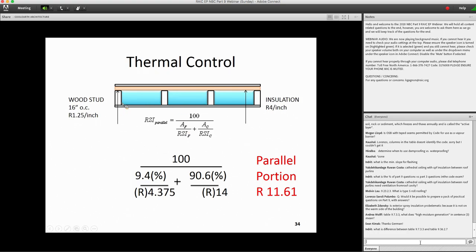So if the wood is 1.5 inches and the rest is, let me think out loud. We are at 16 on center, so we have 16 inches minus 1.5 inches. So we have 14.5 inches and then 1.5 inches, so that's the percentage. On 100%, 14.5 is 90.6.